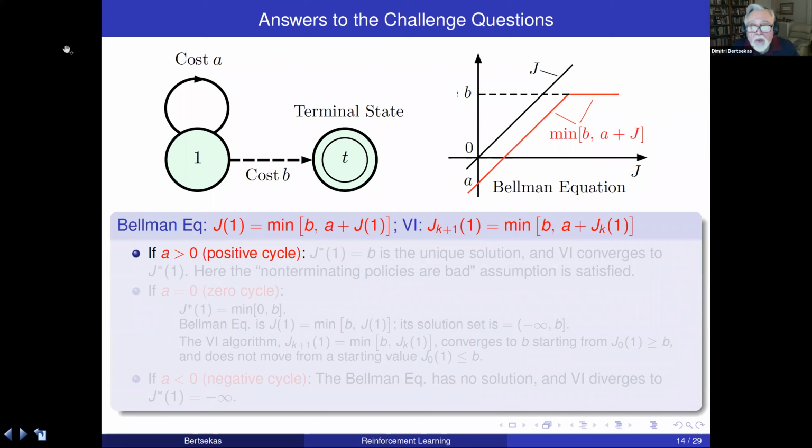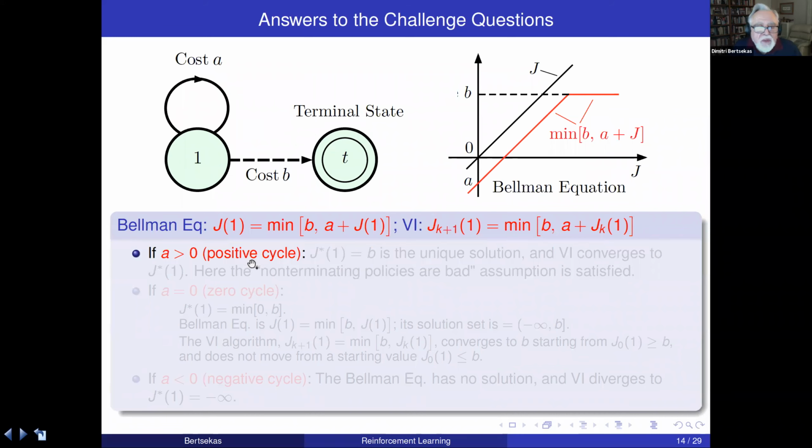Okay, so what we want to do now is look at this simple problem with one state and two controls. And we want to examine the three different cases where A is positive, 0, or negative. What happens with Bellman's equation? What kind of solution does it have? And about the value iteration algorithm starting from an arbitrary J0, how does it behave? So what if A is positive?